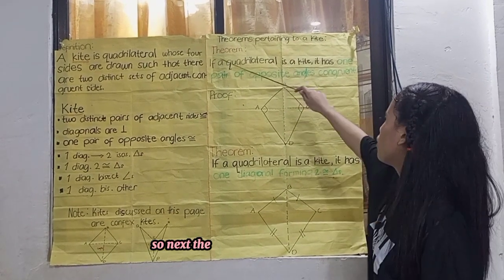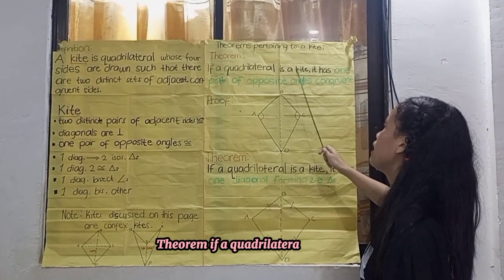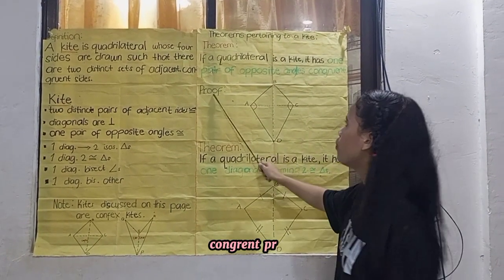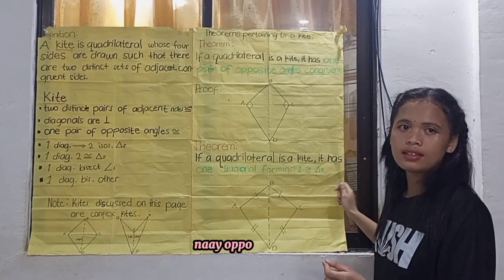So next, theorems pertaining to a kite. Theorem: if a quadrilateral is a kite, it has one pair of opposite angles congruent. Proof: it means there is one pair of opposite angles.